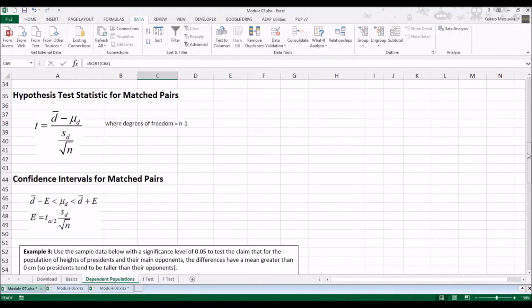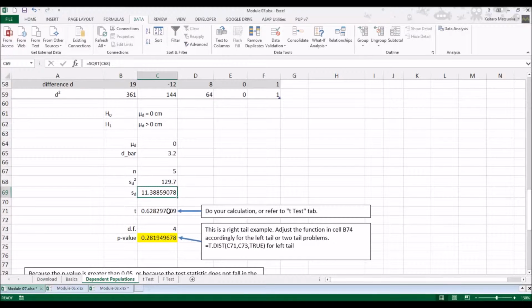Using the formula above, I calculate the test statistic here. You can use a formula or you can use the Data Analysis tab, which I'll show you in a little bit. Either way you can do so. Degrees of freedom is 4. Since this is a right tail example, I'm going to use the T.DIST.RT function. If this is a left tail example, then you'll use T.DIST, refer to the t, refer to the degrees of freedom, and then comma TRUE always. You do a similar thing if the problem was a two-tail problem.